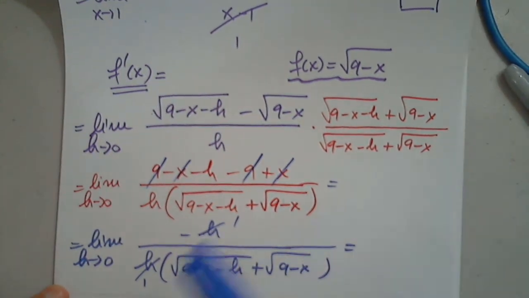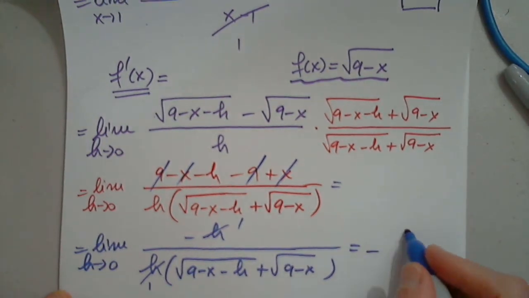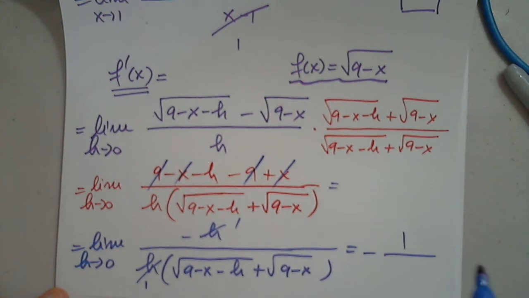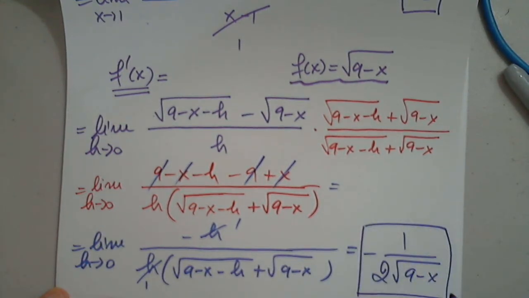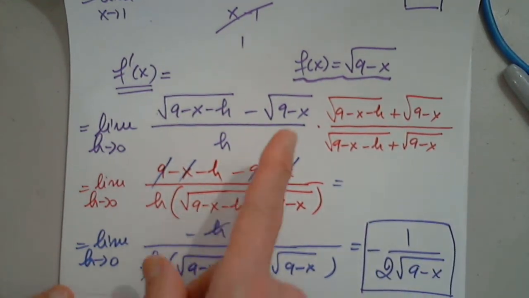It would be -1 divided by the square root of 9 minus x minus h. I cannot write that because I'm applying the limit. When I apply the limit, say it again. Is it 2 the square root of 9 minus x? Because there's 2 of them. Yes, 2 the square root of 9 minus x. Very good. And this is the derivative function of that.